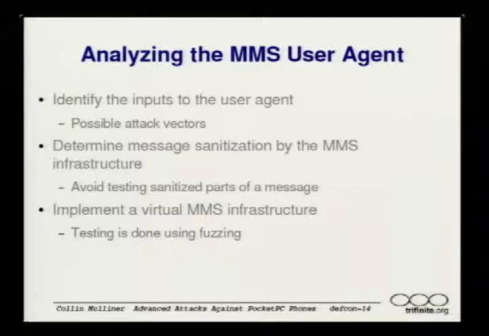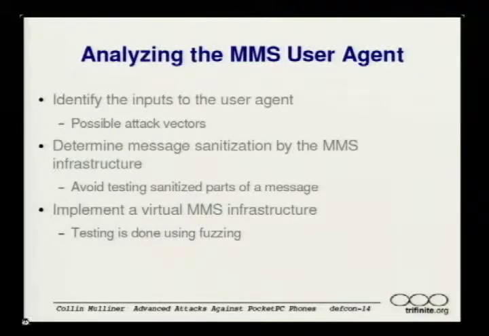Now if you want to actually analyze and attack the agent, we first, of course, need to know what kind of inputs this application has to handle. What are the possible attack vectors? And then we have to look at the infrastructure, because all the messages we're sending to the device go through the infrastructure. The infrastructure could filter out or sanitize parts of the message and maybe filter out bad stuff we are sending. So we're going to have to look at that. And then, since we don't want to pay for message delivery while testing, we're going to build our own infrastructure and use that for fuzzing.